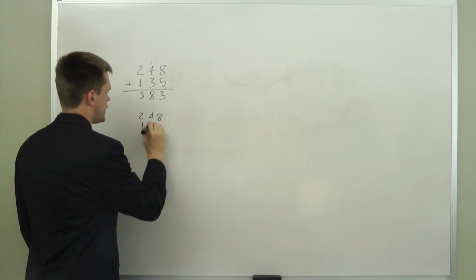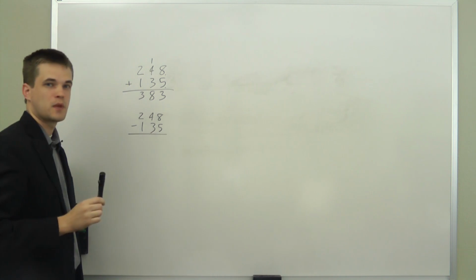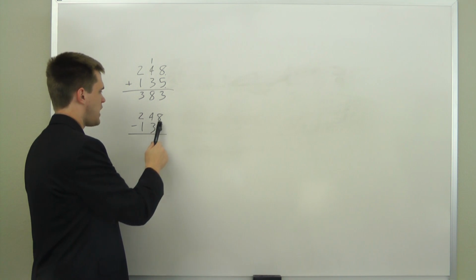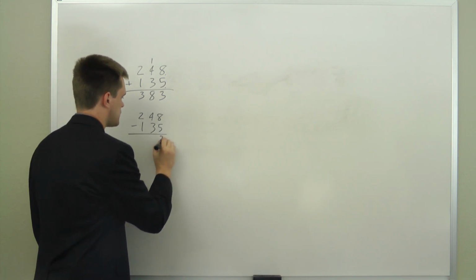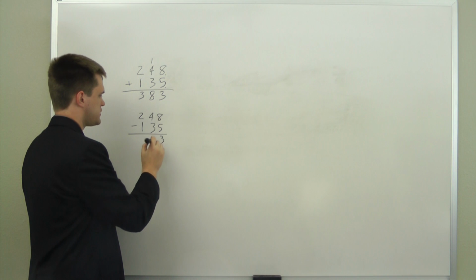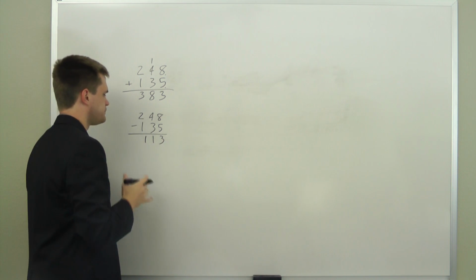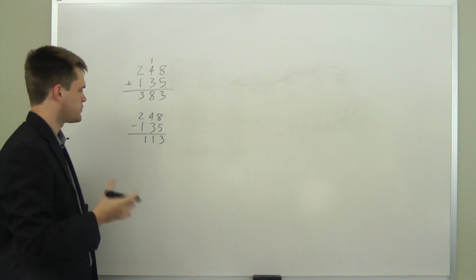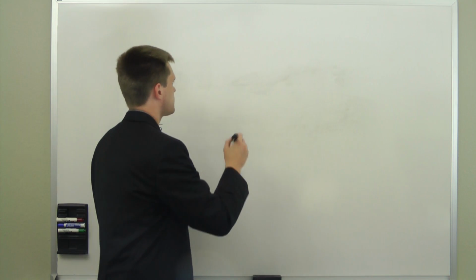So we'll have 248, but this time minus 135. We'll subtract 5 from 8. 8 minus 5 is 3. Then we move to the next column. 4 minus 3 is 1, and 2 minus 1 is 1. And so that's subtraction with integers. Next, we'll go ahead and move on to decimals.